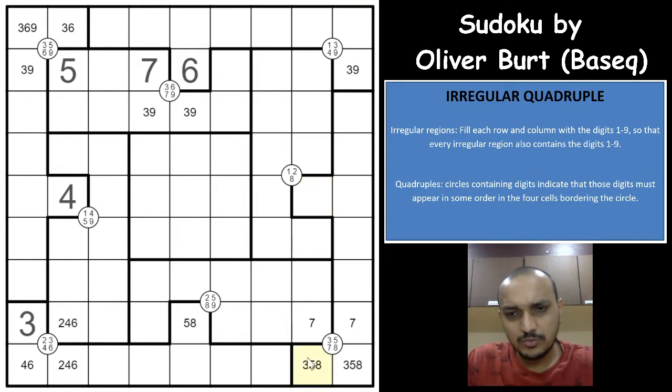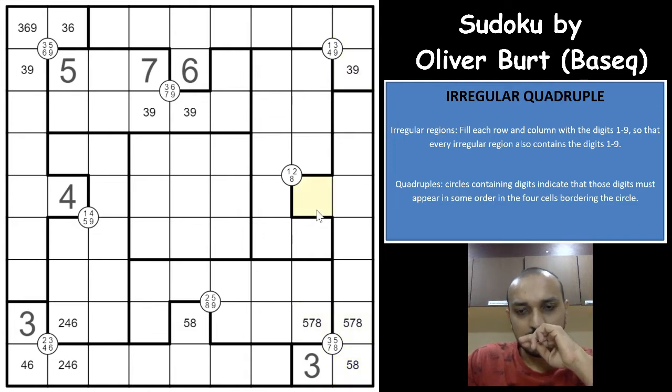So this cell would have to be 3, because 1, 4 and 9 cannot be here. So this cell would have to be 3. This eliminates 3 from this cell. 5, 7 and 8. And this cell can be 1, 3, 3, 1, 4, 9.